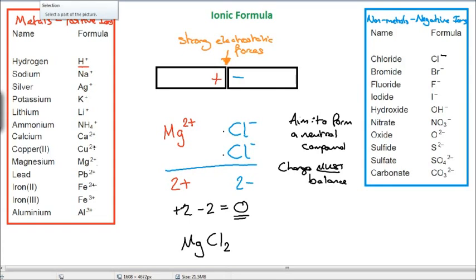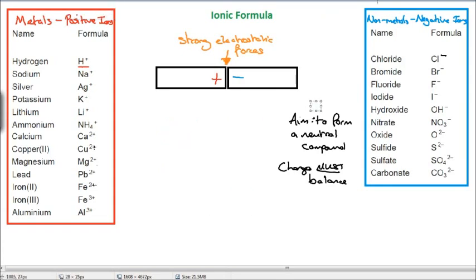Let's take another simple example. Remember that the aim here is to form a neutral compound. That is our aim, and you could literally take any of these together. So let's go with something a little bit more random. I'm going to go lead. Lead is Pb2+. I'm going to pick something random from here. Let's go for sulfide, S minus. I'm going to put a 1 there just for the sake of this video. So we've got 2 plus, 1 minus.